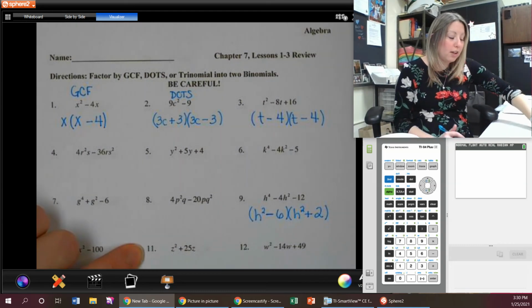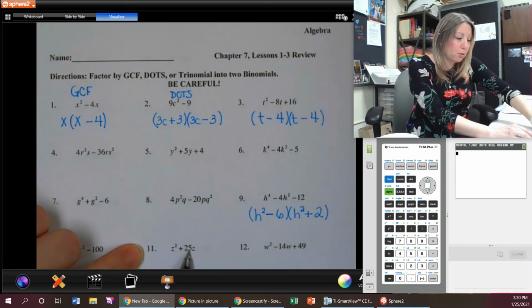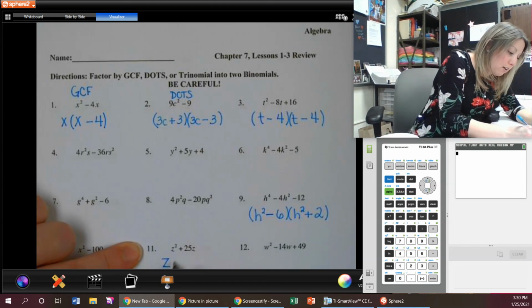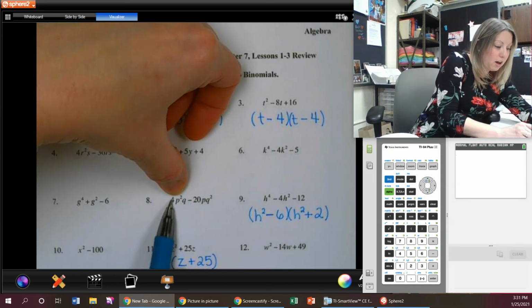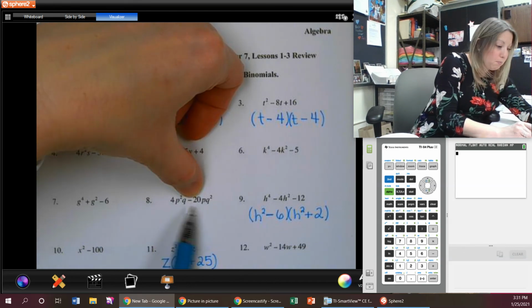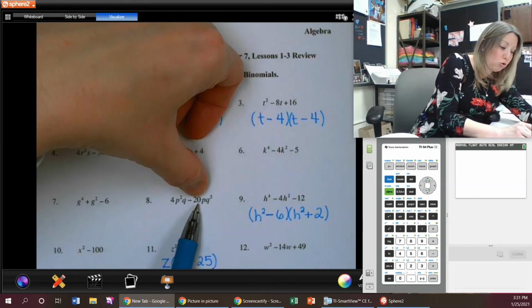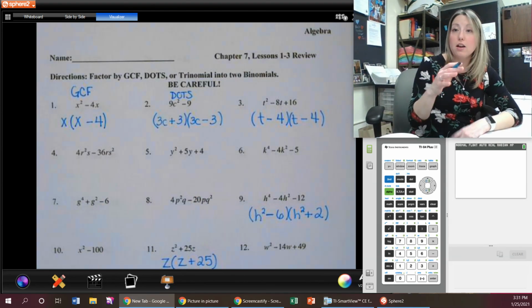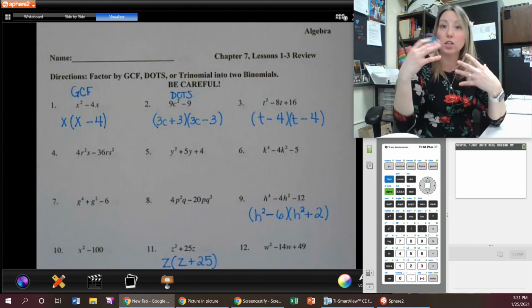Careful on number 11, this is not a perfect square. So there's a GCF there of z, and then you're left with z plus 25. So you have to be very careful. This is not a perfect square because q is not a perfect square, because p is not a perfect square, because 20 is not a perfect square. That's not DOTS, that's GCF. And that's exactly what you look for. Whatever's left, that's GCF.